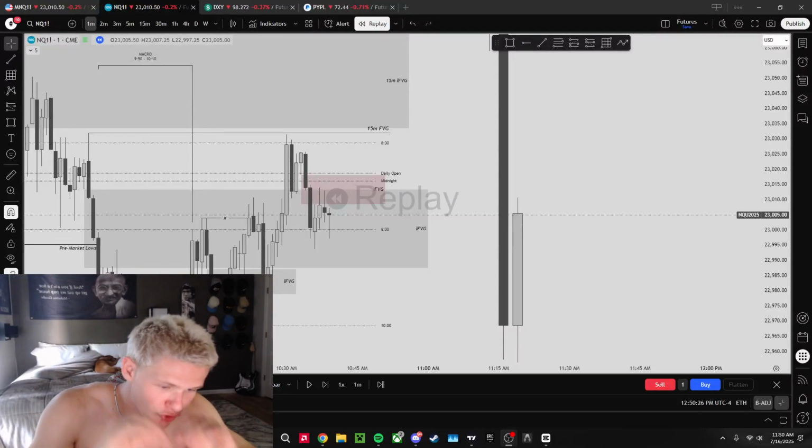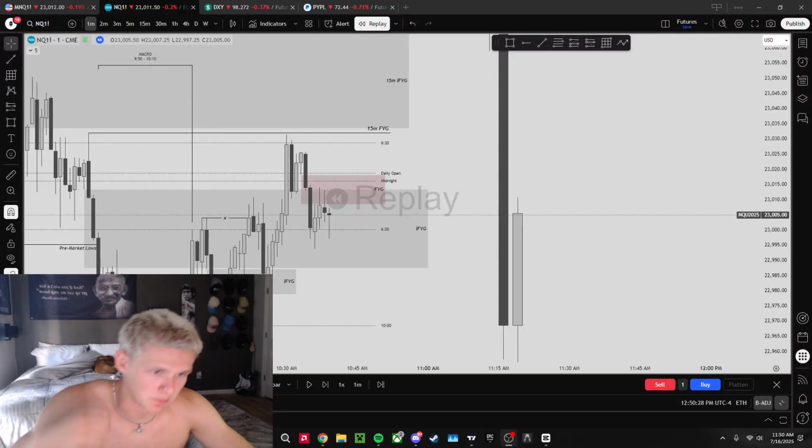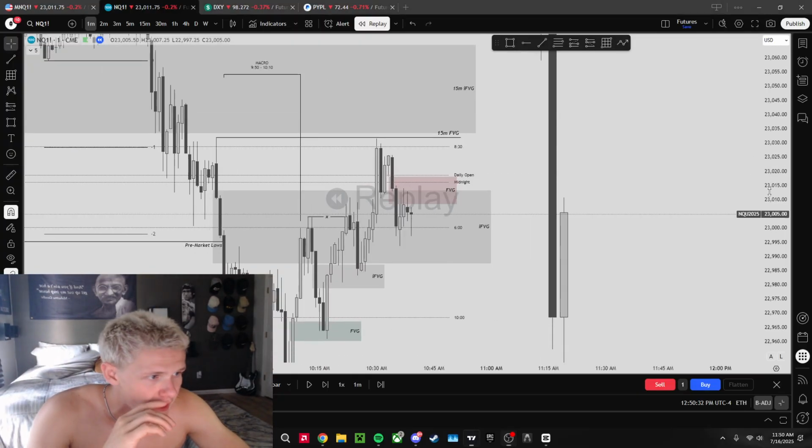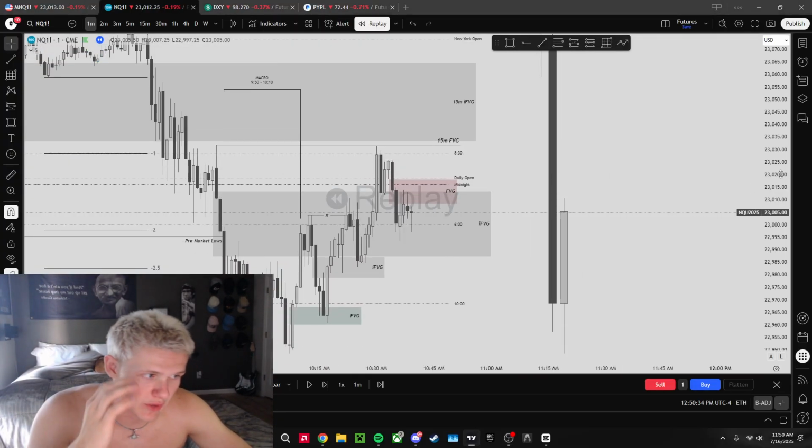This is going to be a super fast trade recap because this is a super fast trade that I took today, so there's really not much to go over. We're going to start with the initial model that we had.